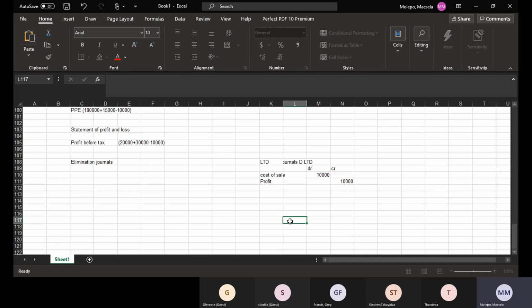And then on the books of E Limited, the individual journals of E Ltd. On his books, he got an asset. And then out of the asset that he realized, there was the 10,000 that he paid, in the form of the bank. So his bank was deducted by the 10,000.